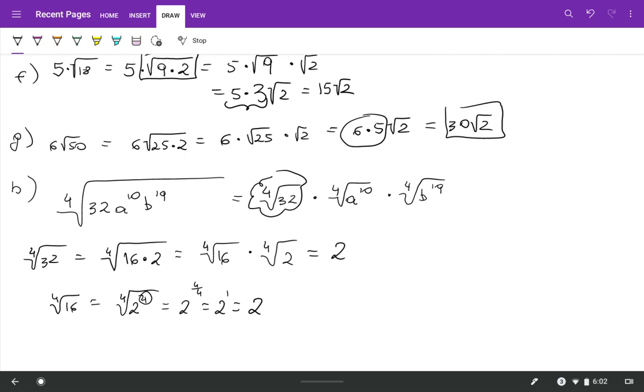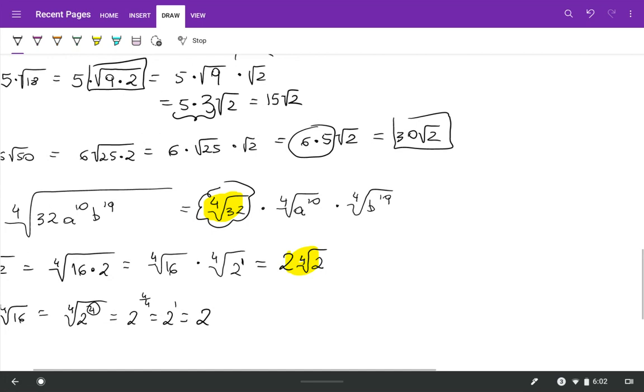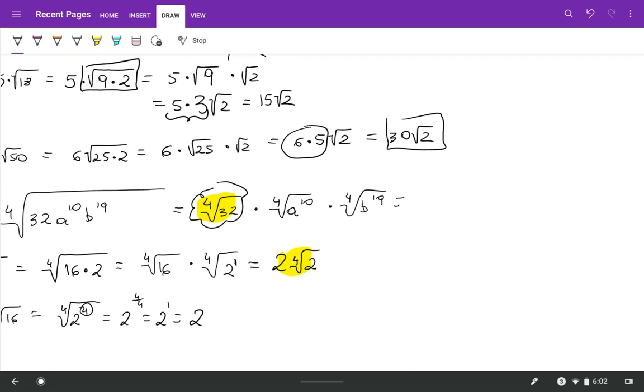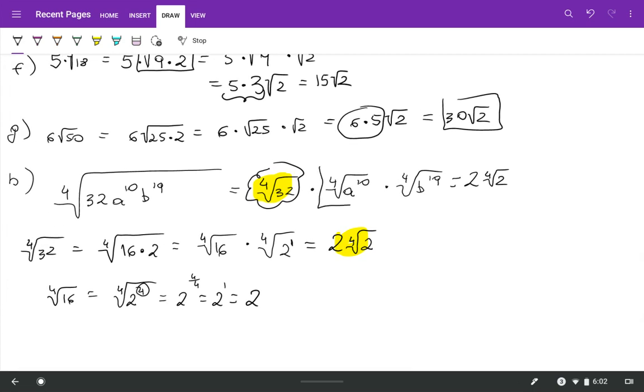And radical of index 4 of 2, we cannot simplify because the power of 2 is 1. And like you see, to simplify the radical, this power should be 4 or greater than 4. So I simplified the first expression right here. So I'll just put that. So that's equal to radical of index 4 of 2. Now let me work with this one.